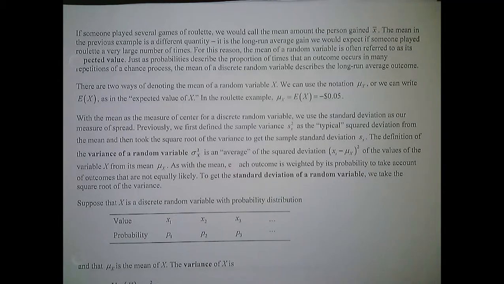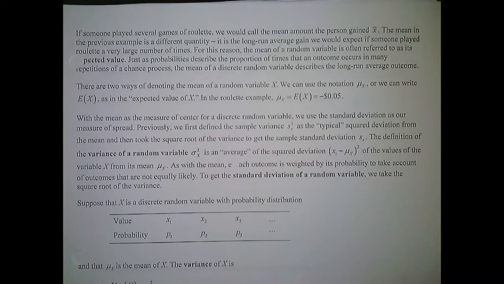For this reason, the mean of a random variable is also often referred to as its expected value. Just as probabilities describe the proportion of times an outcome occurs in many repetitions of a chance process, the mean of a discrete random variable describes the long-run average of outcomes. Just like with probability, even though we know the theoretical probability, what should happen in theory, sometimes there's variation when we actually execute it. There's a difference between the empirical probability and the theoretical probability. The same thing is true for the mean. We won't always see exactly the expected value, or the mean of X.